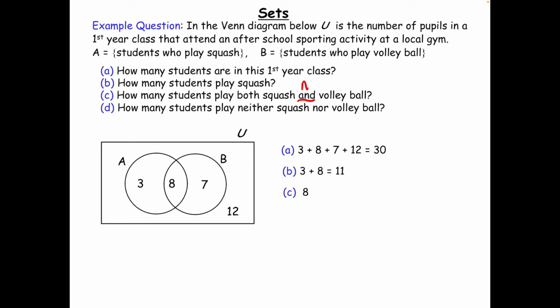And D, how many students play neither squash nor volleyball. These are the students that are not included in Venn A or Venn B, which is 12. Please pause this video and take down this example question.